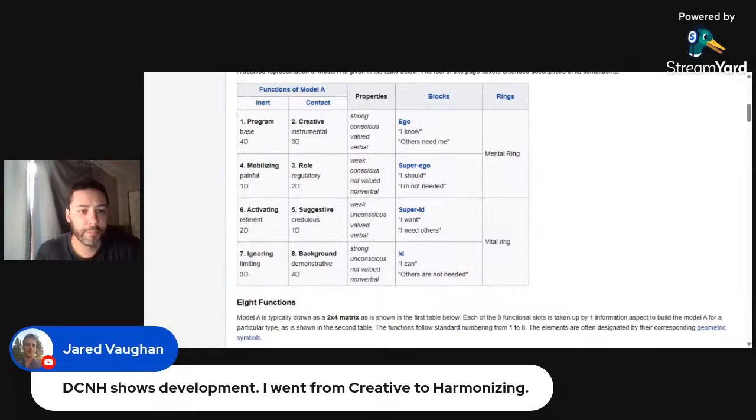DCNH. I liked how Timur said this thing, the DCNH shows development. Maybe, but unfortunately nobody really understands Model G as evidenced by the World Socionics Facebook page. Just look at the latest posts on all that, and you see that pretty unanimously everybody's like, whatever, nobody gets Model G anyway.